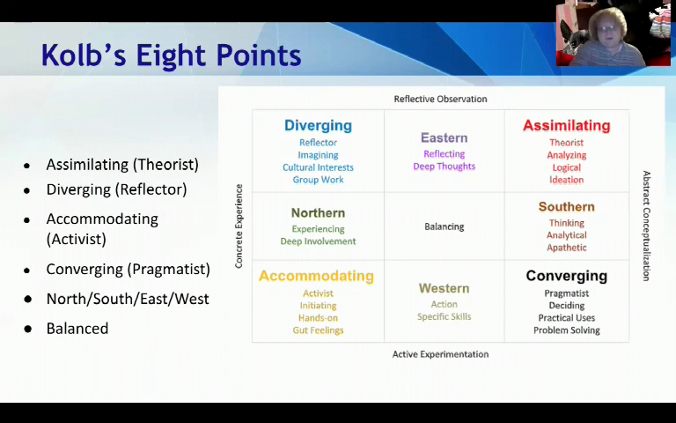You'll see these northern, southern, eastern, western. As we'll see in just a moment, learning is on a spectrum. And so if you are right in the middle, you can call yourself one of these four intermediary styles. Right in the center is your balanced style, which is a little bit of everything.